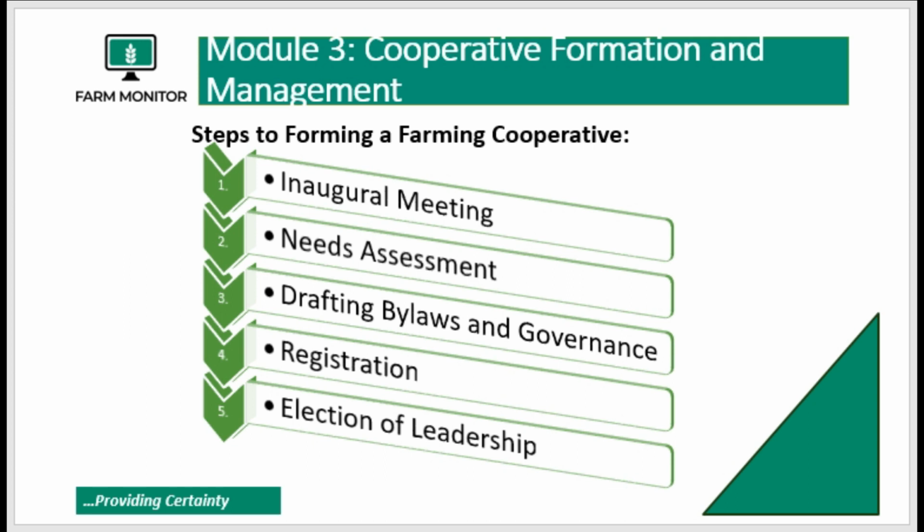Number 3 is to draft bylaws and set up governance. Bylaws are the rules and regulations that govern the cooperative. So members need to draft and agree upon these bylaws, which detail the cooperative's purpose, membership requirements, decision-making procedures, and other such governance policies. Then, of course, you can now proceed to registration.